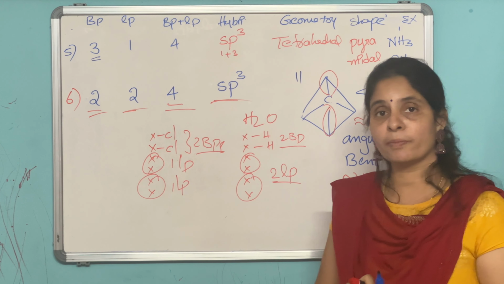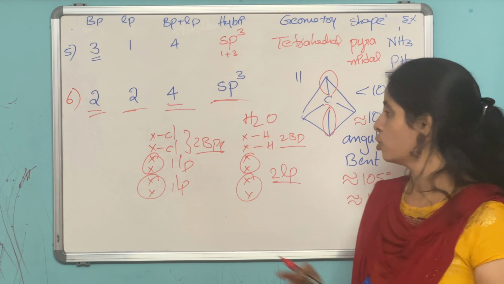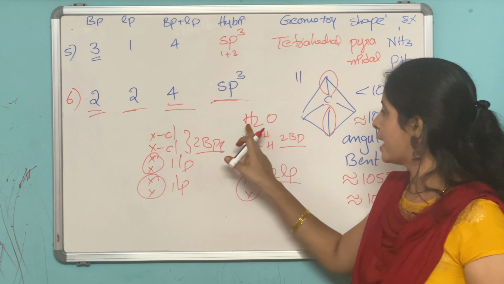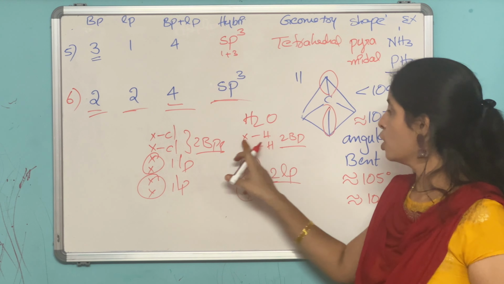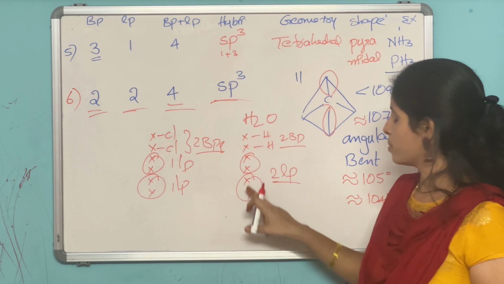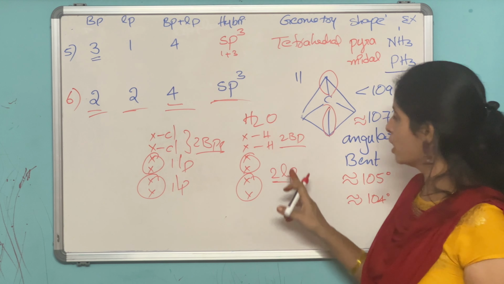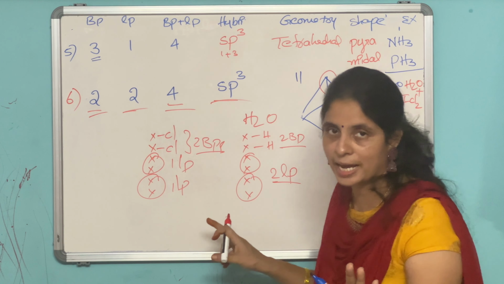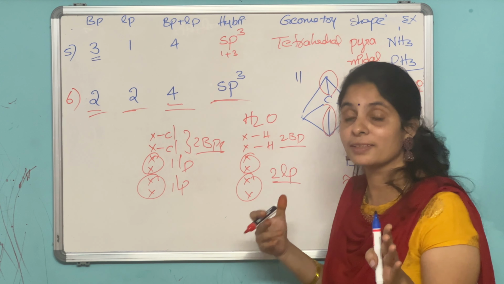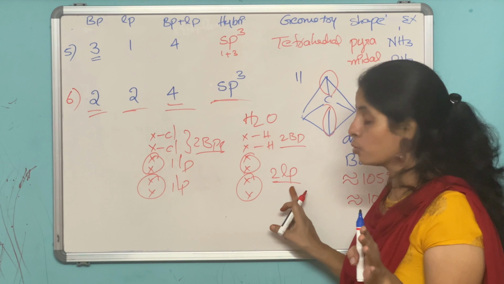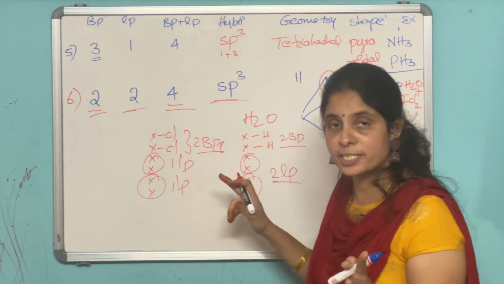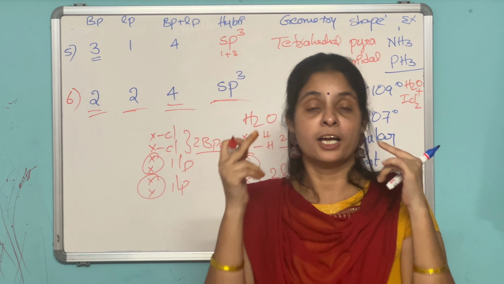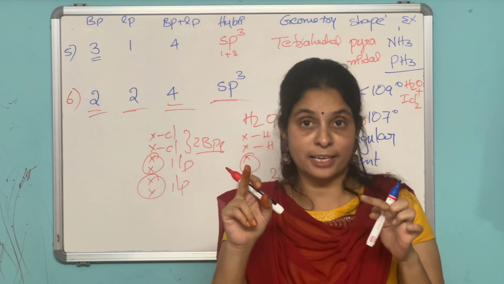Now what is the group number of oxygen? It belongs to the 6th group. So 1, 2, 3, 4, 5, 6 cross marks, and attach 2 hydrogens. So 2 bond pairs, and the remaining cross marks make 2 lone pairs. Altogether 2 bond pairs plus 2 lone pairs, 4. 4 means sp3 hybridization. This should be your thinking. sp3 means 4, and the geometry that should come to your mind is tetrahedral geometry.